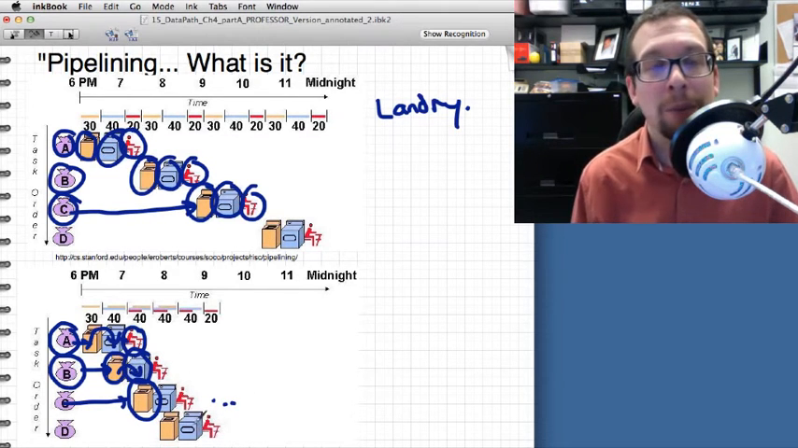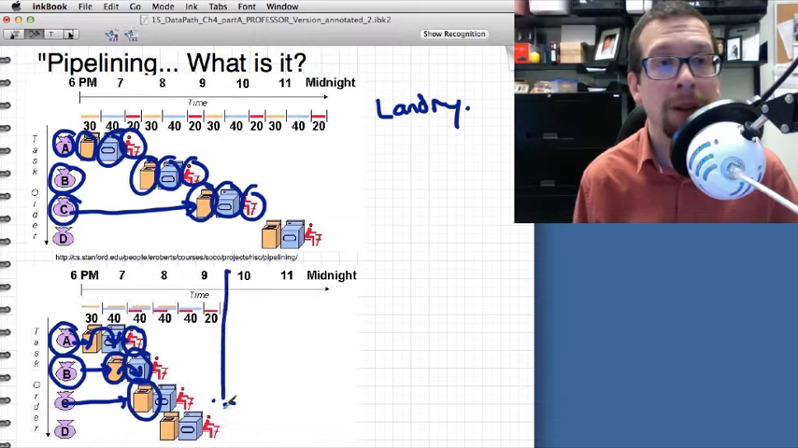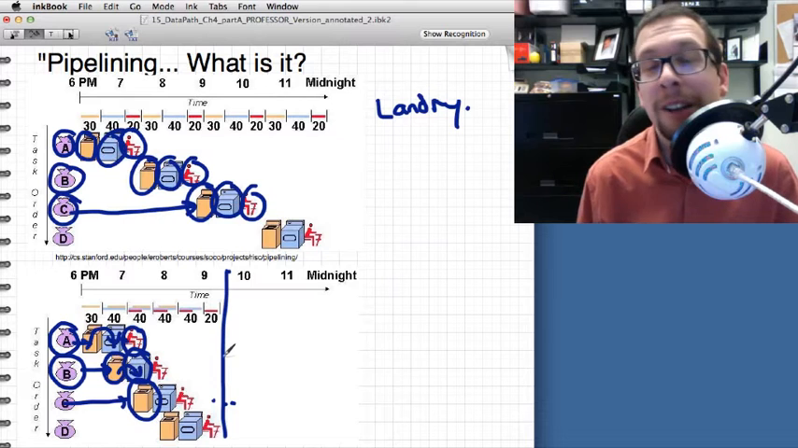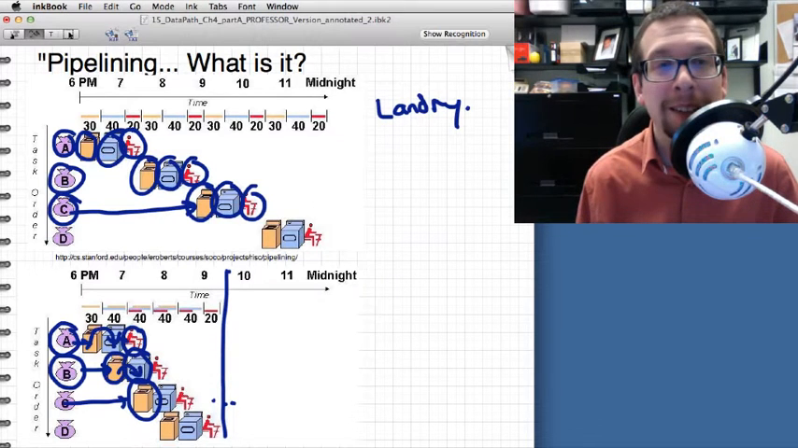And so it is a more efficient way of dealing with multiple loads of laundry. It takes more thinking and more planning, but it means that you'll be done in a whole lot less time. So instead of going until midnight to do your laundry, you can be done by about 9:30, just in time for your latest episode of The Walking Dead or something like that.